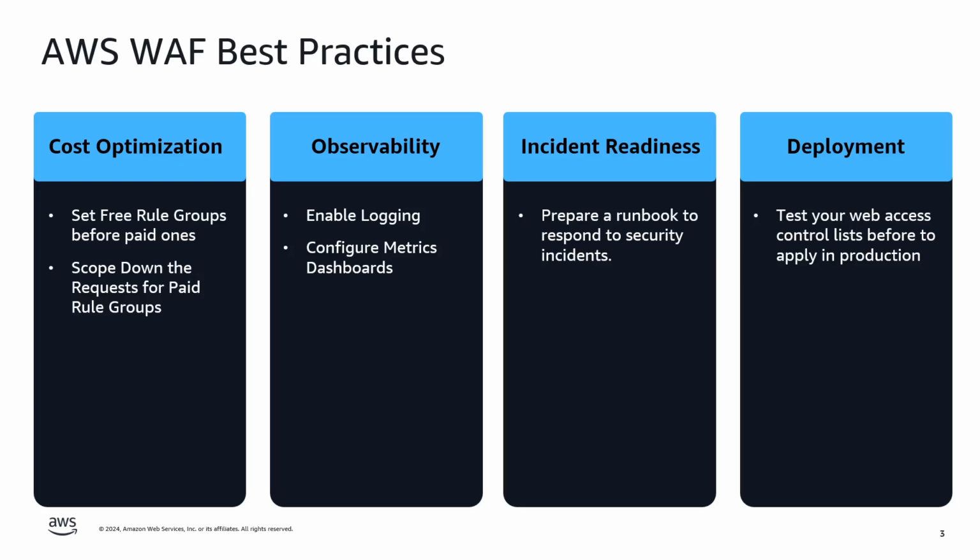Implement comprehensive application monitoring by enabling logging and configuring a metric dashboard for enhanced visibility. Develop an incident response runbook to ensure readiness for potential security incidents. Test your web access control list in a staging environment first. Alternatively, set the response action to count mode and monitor traffic for a sufficient period. This ensures you don't block legitimate traffic when implementing in production.